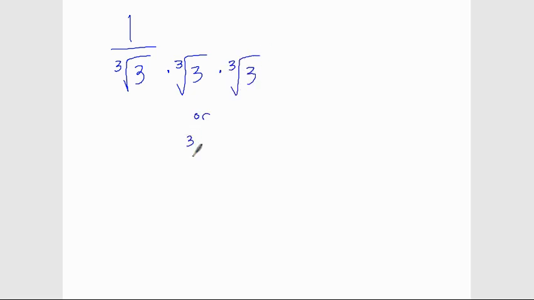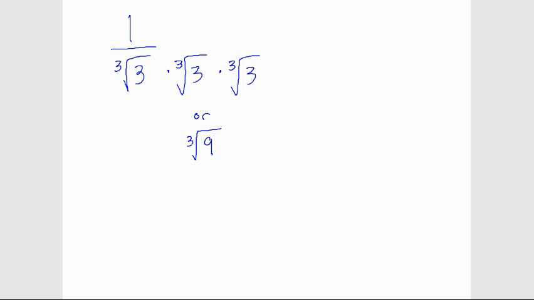Let's look at 1 over, say, the cube root of 3. Well, now we've got a cube root. So if I go ahead and multiply by a cube root of 3, that's not going to be enough. I need to be able to do it 3 times. So I'll have to multiply it by cube root of 3 squared, which is cube root of 9.